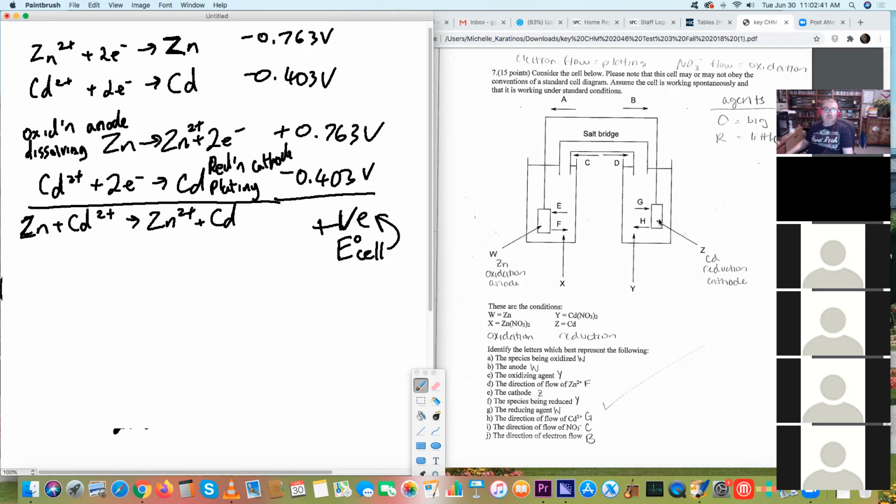All right. Anybody got any questions so far about what I've put on these reactions? The next thing we can look at is what happens in each case here. The species being oxidized is going to be the zinc, because the zinc is turning into zinc 2+, and you can see the electrons over here. That's why I put oxidation here. So the answer there would be W.